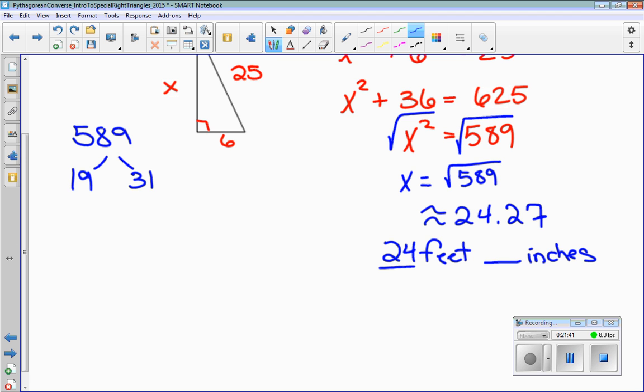That is 0.27 feet. How do I convert that to inches? I want to multiply. How many inches are in a foot? So if I just multiply this by 12, that will give me 3 inches. To the nearest inch would be 3 inches. So about 24 feet, 3 inches up. How do you guys feel about that?